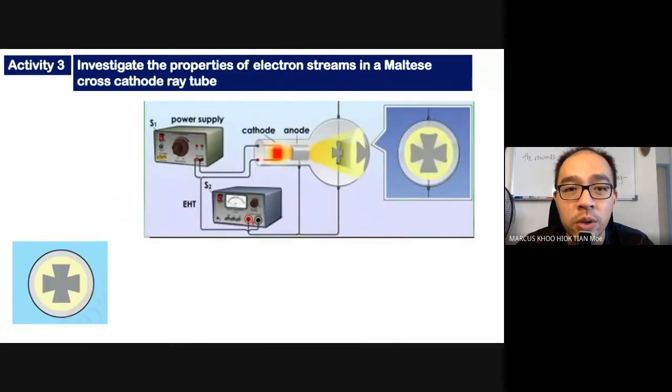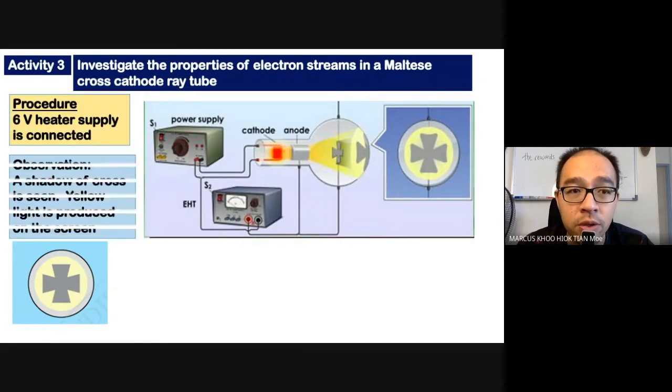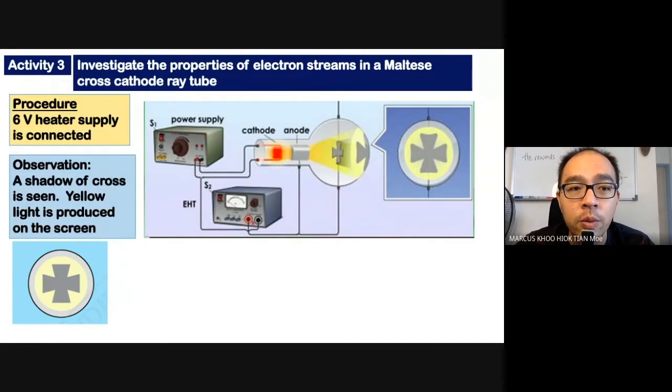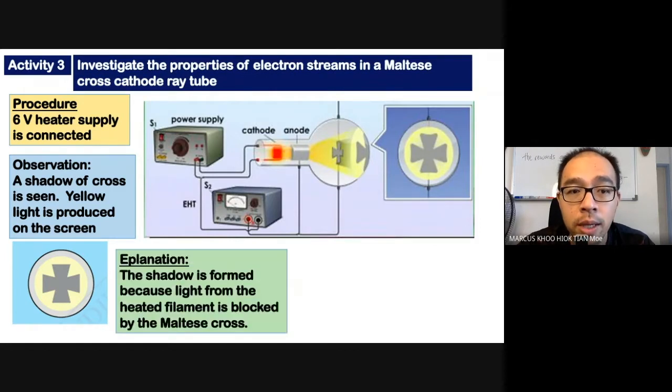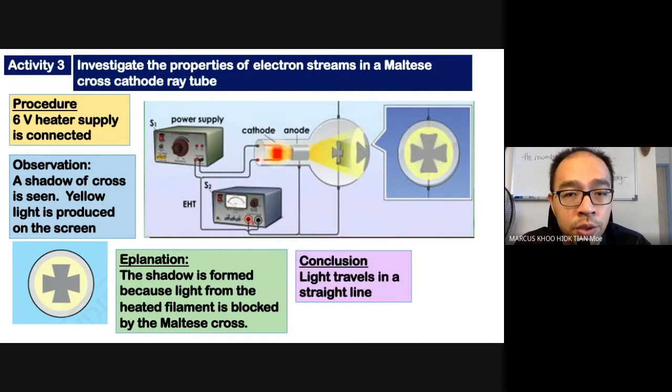So first of all, when you get a 6-volt heater supply, we find a shadow of a cross on the screen, but there's a yellow light produced on the screen because at this point in time, S2 is not turned on yet. So why does this happen? The shadow is formed because the light from the filament is blocked by the Maltese cross. And this proves to us that light travels in a straight line.